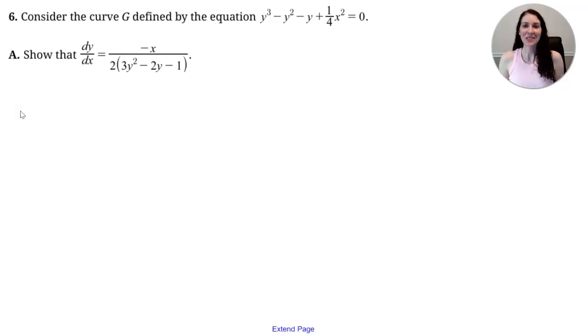Here is the final question, question number 6 from the AP Calculus AB exam in 2025. In question 6, it says consider the curve G defined by this implicit equation, and we need to show that dy/dx is equal to this quotient.